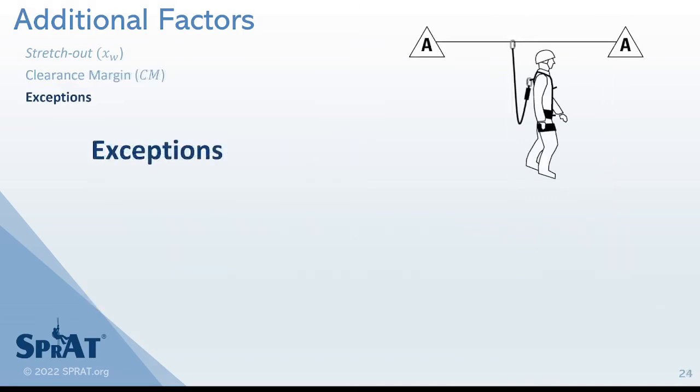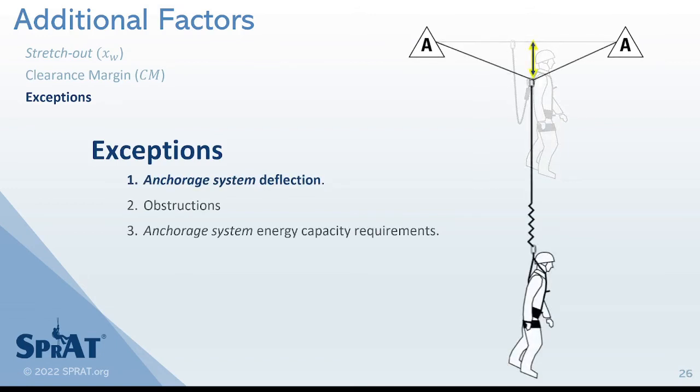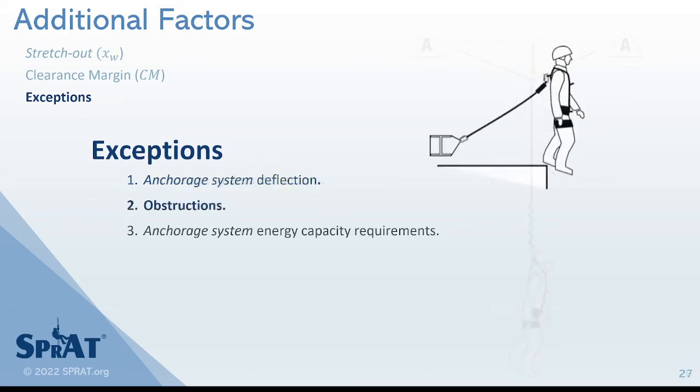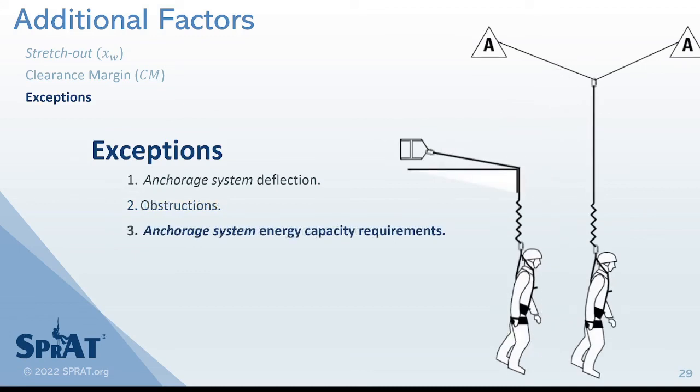Finally, there are a number of factors that may affect clearance requirements that are not addressed in Spratt's clearance requirement guidelines. The contribution of anchorage system deflection from horizontal lifelines or deforming anchorages are not addressed in this documentation. As mentioned in the free fall distance presentation, obstructions and anchorage system capacity requirements are also not addressed in this documentation. Fall protection systems that incorporate any of these exceptions should be addressed by a qualified person.